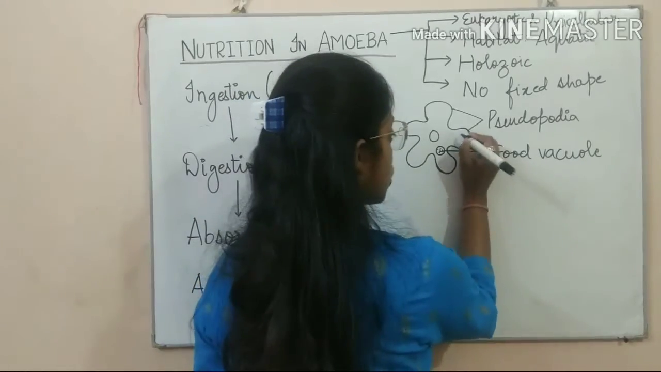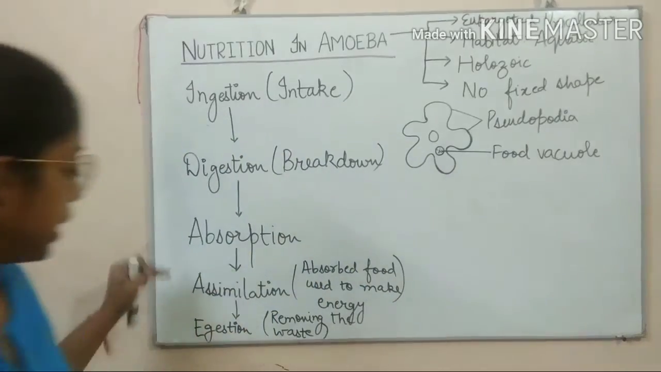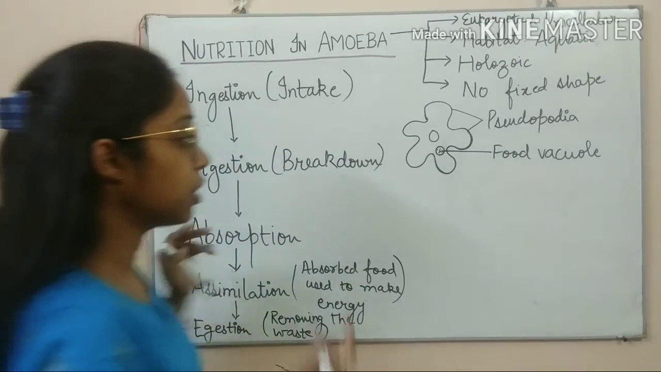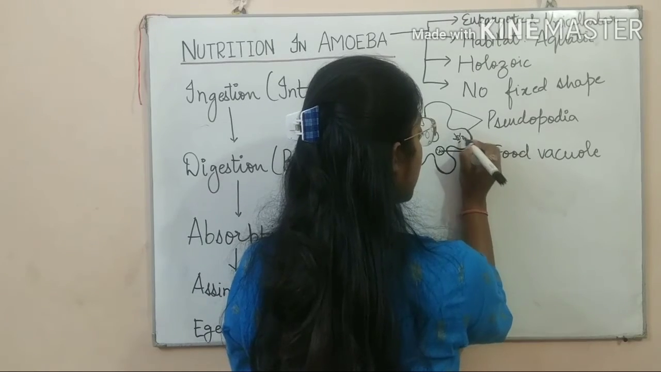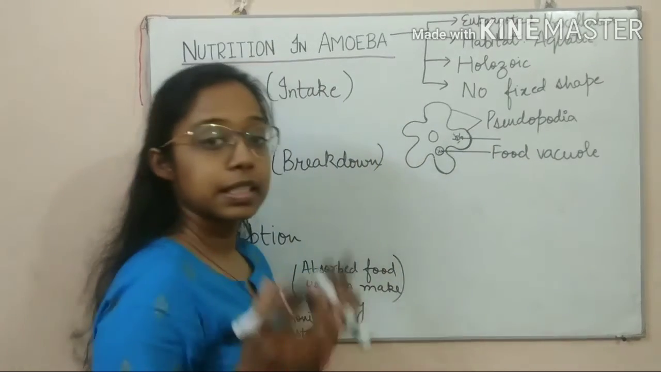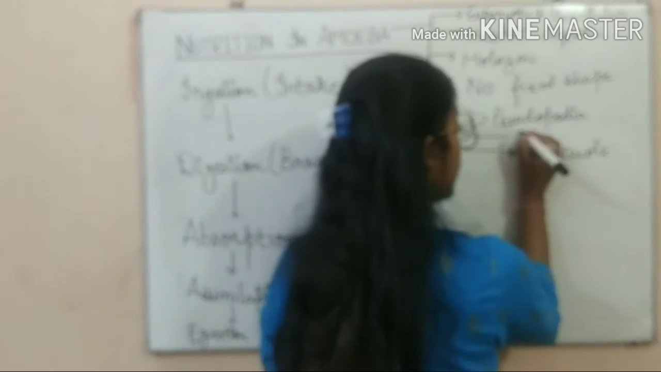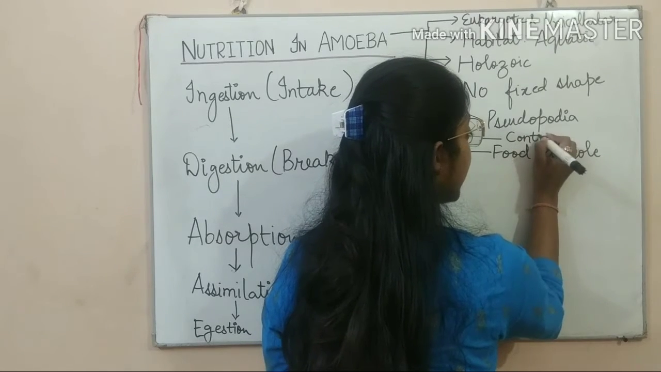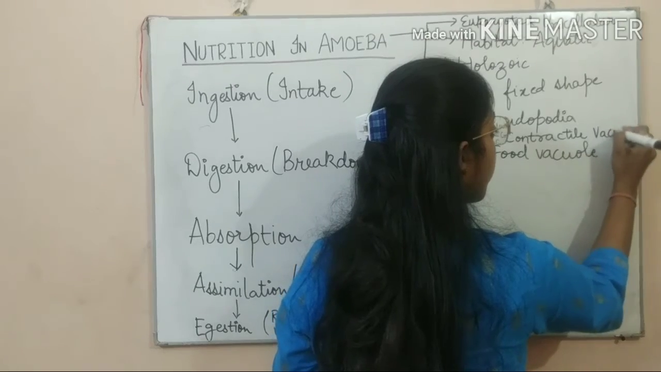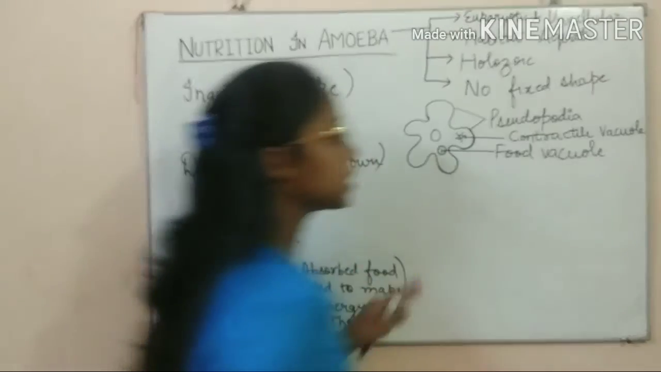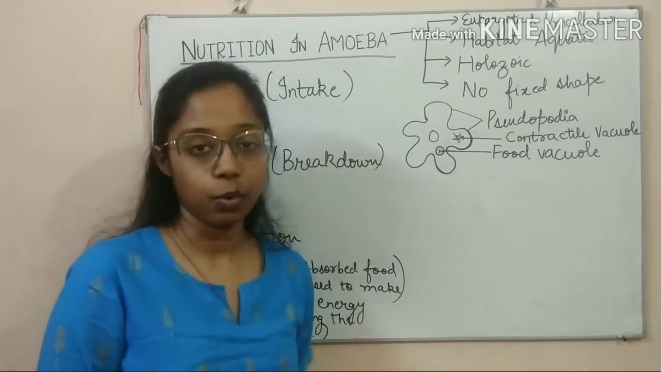After digestion, absorption takes place, then assimilation, and then the waste product that is generated is collected in the contractile vacuole, which is then egested out.